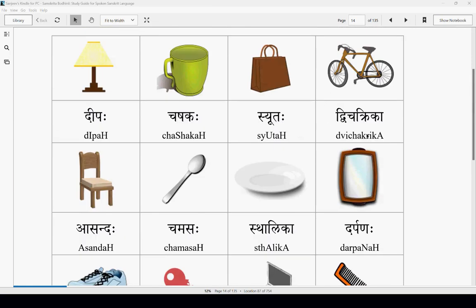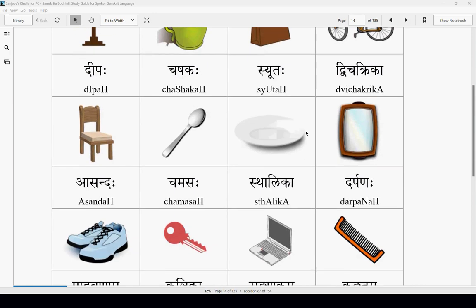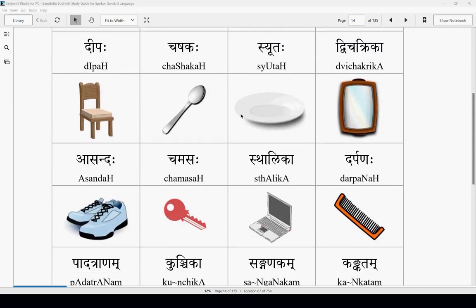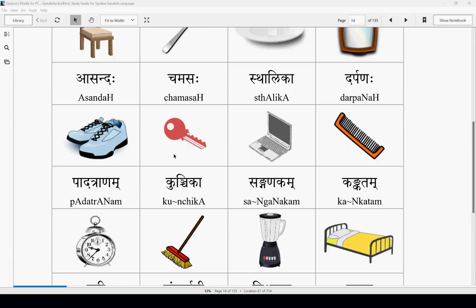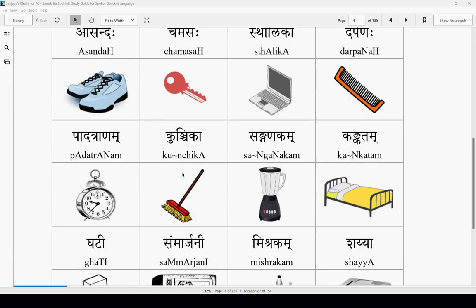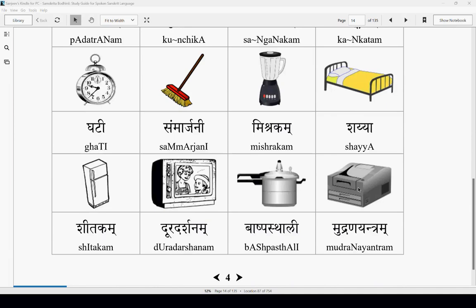Now coming to Dvichakrika, this is ending in A. The words ending in A, usually, there are exceptions, but usually they are in Strilingam, which means their gender is feminine, Strilingam. The word is in Strilingam, Dvichakrika. Then we have Sthalika, indicating plate here. What else is there? Kunchika. These are all Strilingam. Shayya.